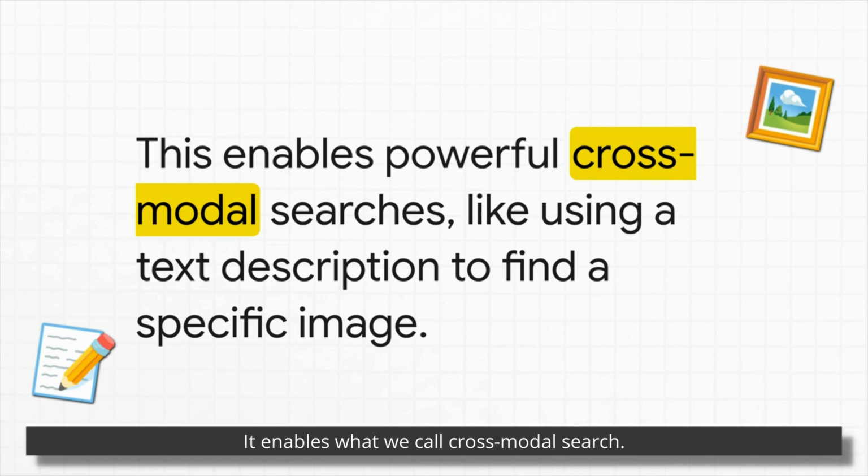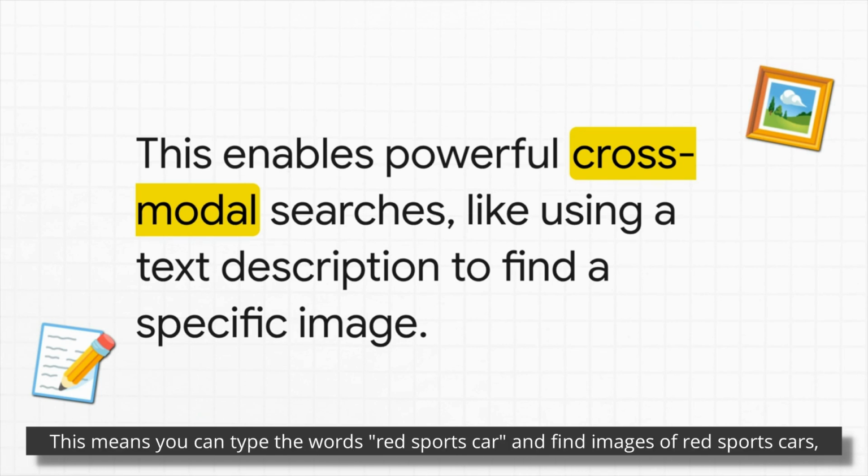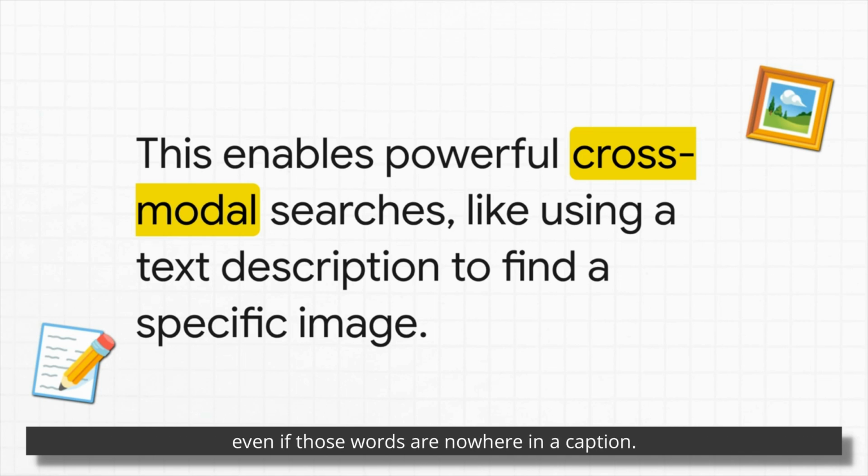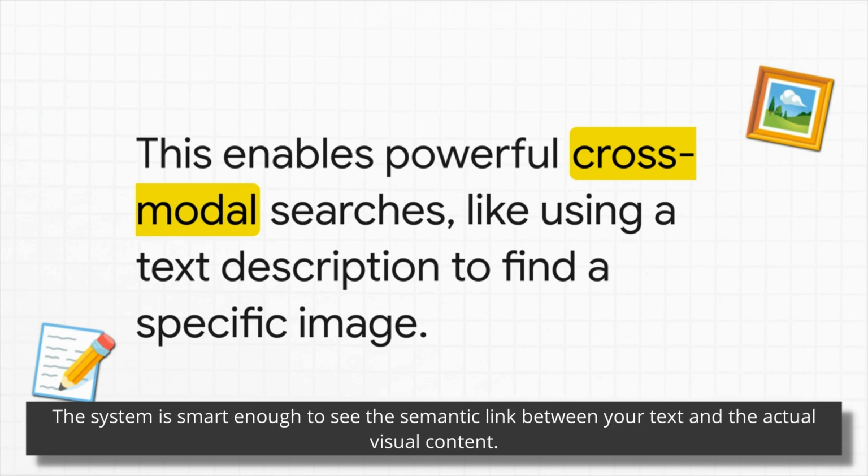It enables what we call cross-modal search. This means you can type the words red sports car and find images of red sports cars, even if those words are nowhere in a caption. The system is smart enough to see the semantic link between your text and the actual visual content.